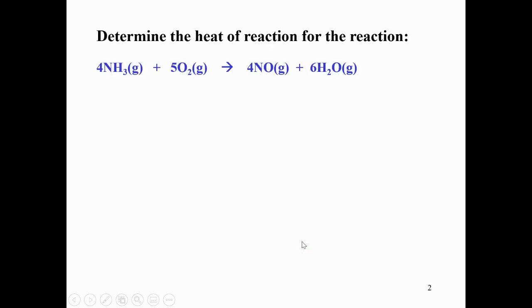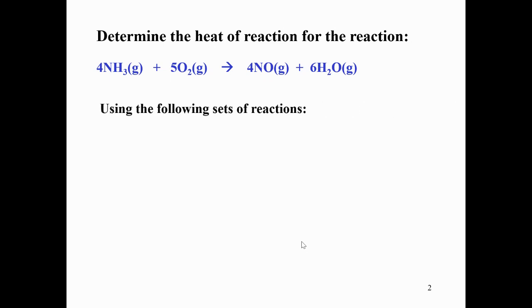So now, here we have an equation. It says determine the heat of reaction for the following one. So we have 4 NH3 plus 5 O2 forms 4 NO plus 6 H2O. Okay, that's our goal equation.